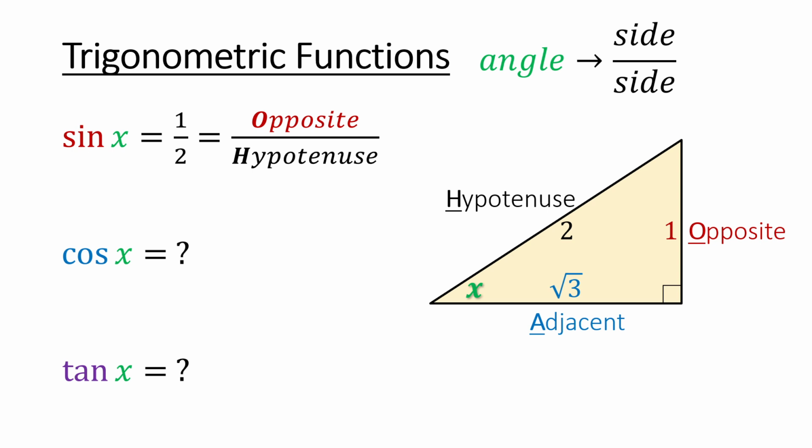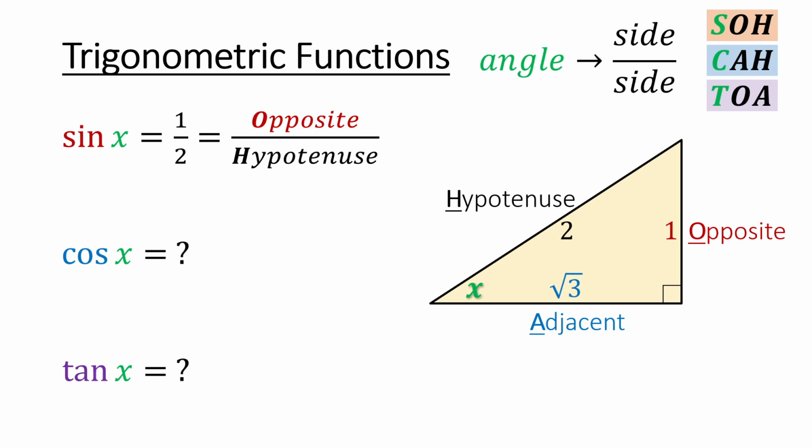It's no big deal. Oh, and here's a little life hack. Remember the classic mnemonic SOHCAHTOA to help you out. Sine equals opposite over hypotenuse. Cosine equals adjacent over hypotenuse. Tangent equals opposite over adjacent.